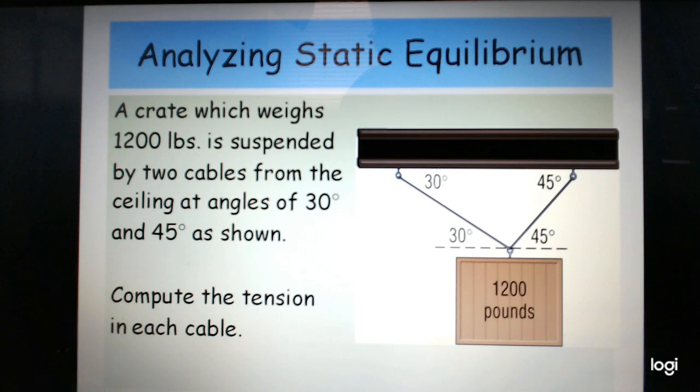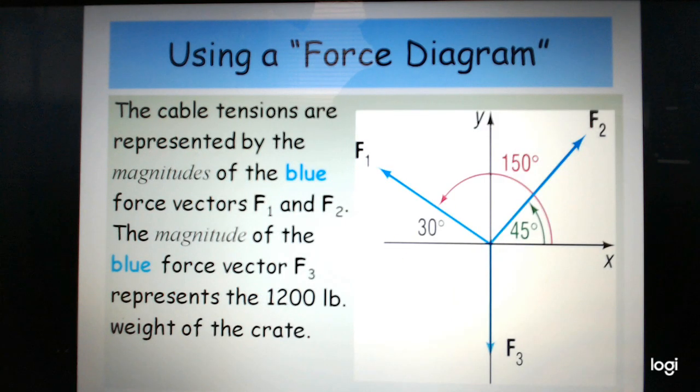Typical. We have a crate which weighs 1,200 pounds, is suspended by two cables, and the cables are here and here, from the fixed ceiling at angles of 30 degrees and 45 degrees, as shown. Compute the tension, which is the magnitude, in each cable. Okay, so we have our basic diagram here, and what we're going to do now is create a force diagram. And the force diagram is represented by the vectors in blue.